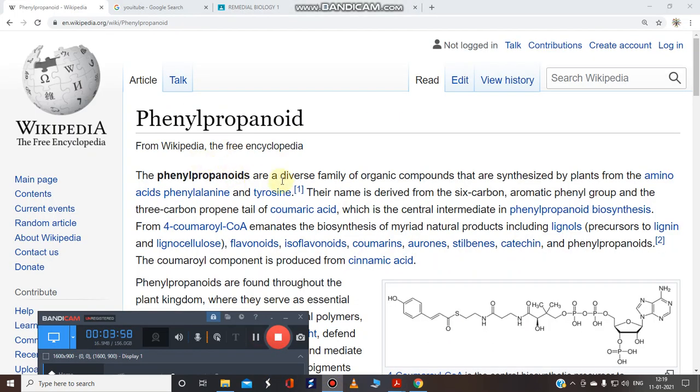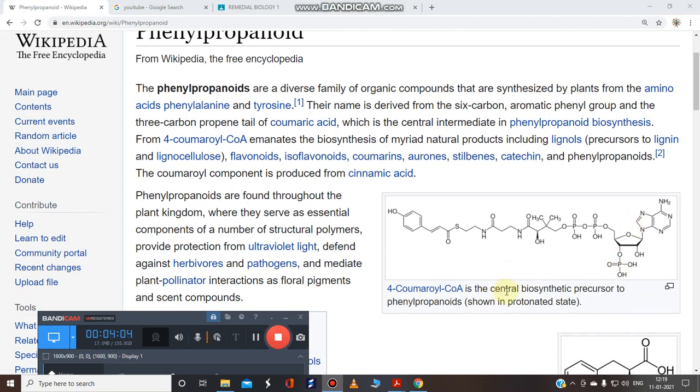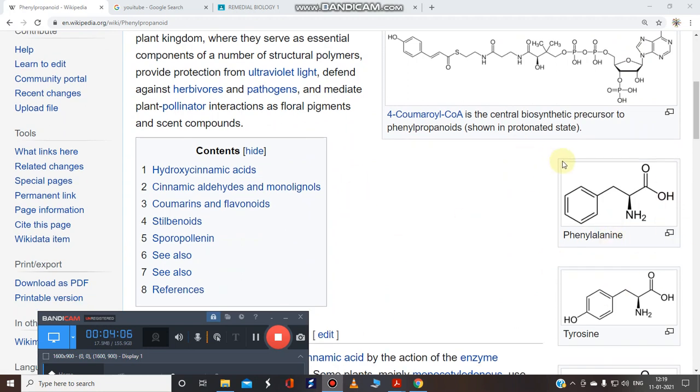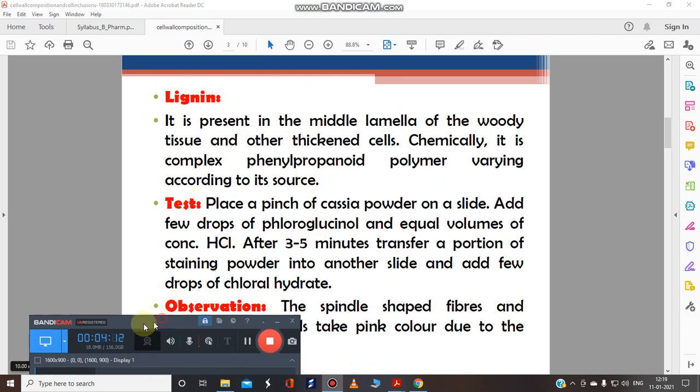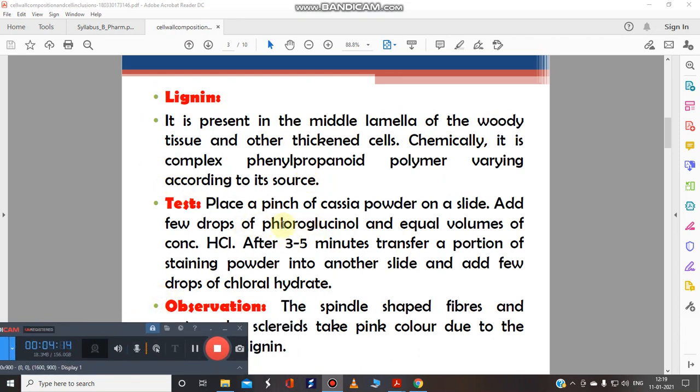Phenyl propanoids are synthesized from the amino acids phenylalanine and tyrosine. They have this type of structure, that is phenyl and propanoid. How do you detect this lignin? We use a stain known as phloroglucinol. Remember this name, phloroglucinol, and it is always used in combination with HCl. So for the detection of lignin, which stain is used? Phloroglucinol with HCl.